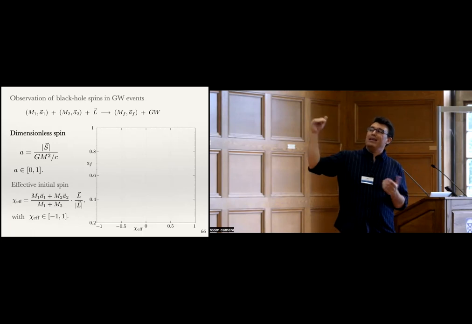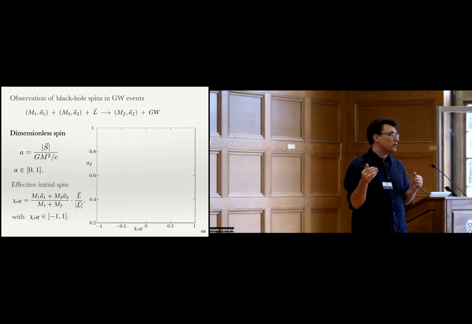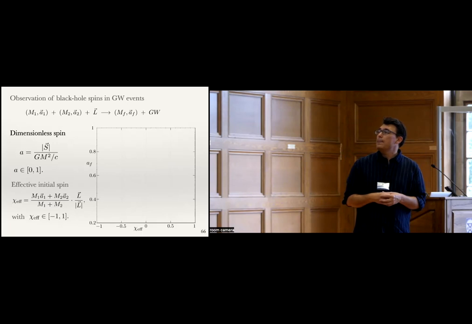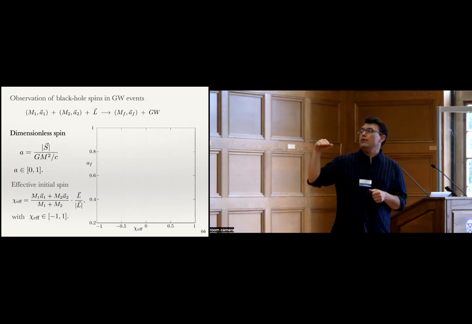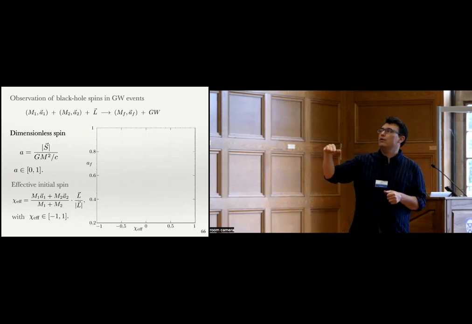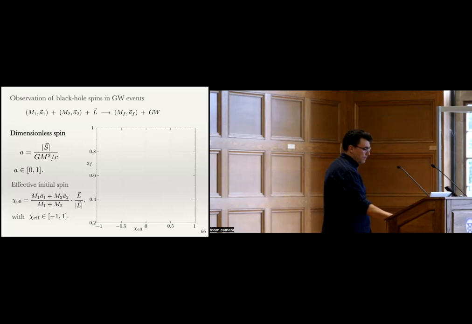And so it turns out that quantity is conserved to the second post-Newtonian order. So this is a very useful quantity to access experimentally. One way to visualize the data of LIGO is to plot the chi-effective on the horizontal and the final spin of the black hole on the vertical.